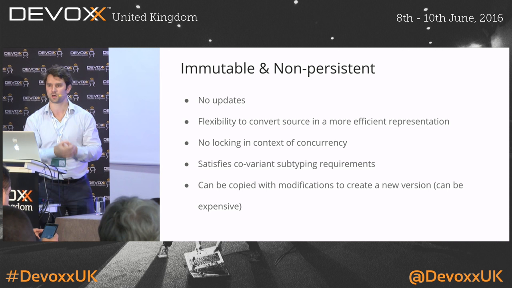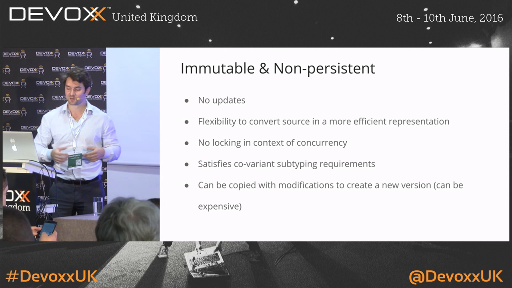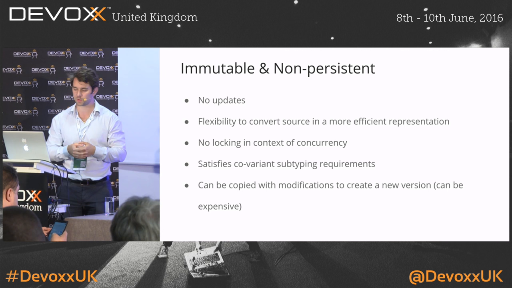So if you're familiar with generics, it means that if we've got an immutable list of Jedi Masters and an immutable list of junior Jedis, they could all be used in the context of a list of Jedis because we've got a subtyping property in a safe manner. So we call those immutable collections non-persistent.